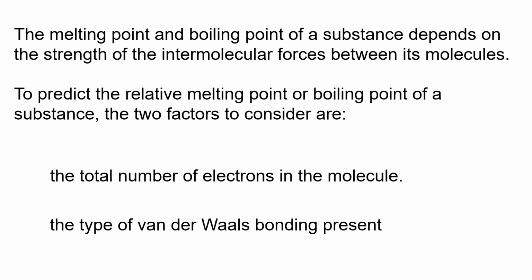So we know the melting and boiling point of a substance depends on the strength of the intermolecular forces between its molecules. To predict the relative melting or boiling point of a substance, two factors need to be considered: the total number of electrons in the molecule, which we did in the last slide. The next slide, we will look at the type of van der Waals bonding present between the molecules, in terms of: is it hydrogen bonds, permanent dipole interactions, or London dispersion forces.